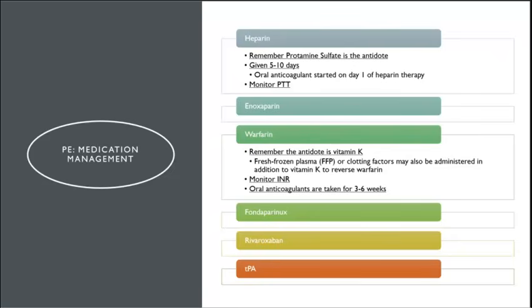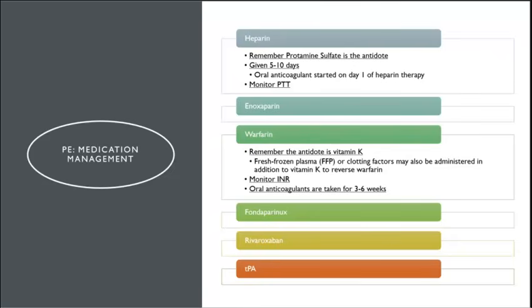If they do eat too much vitamin K, fresh frozen plasma, we could give them. Monitor your INR, PT-INR, and this is where complications can occur because your patient may not be following up with that. Oral anticoagulants are taken typically for up to 6 weeks, and they're probably getting a PT-INR at least weekly to make sure they're in a therapeutic range. Those are your big ones.